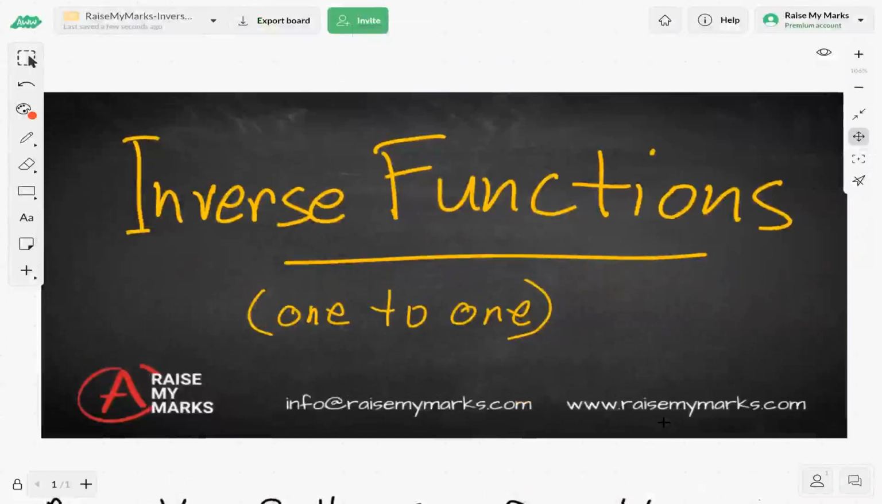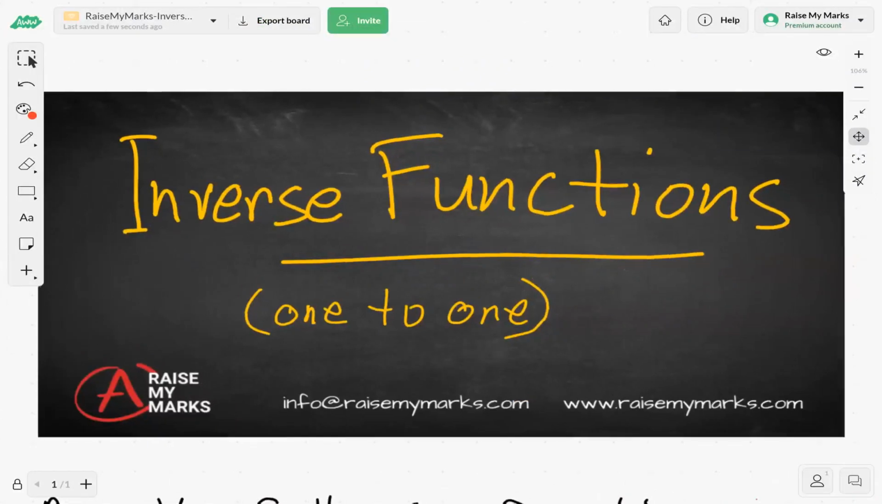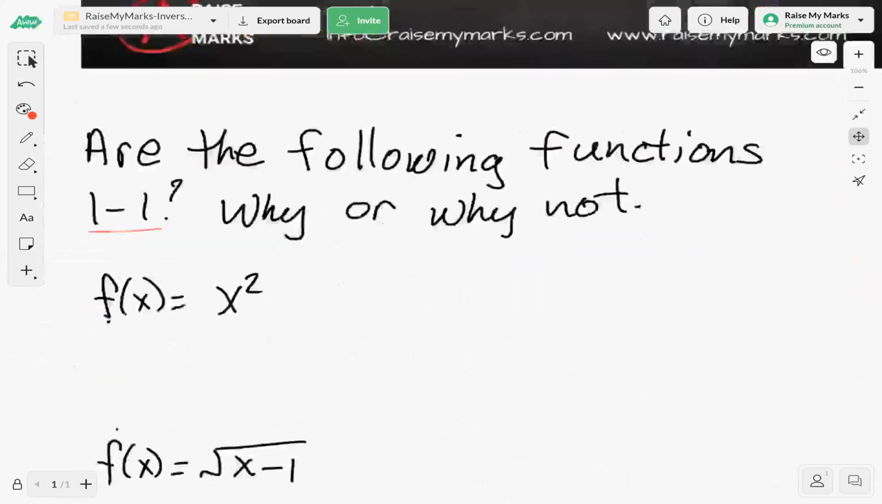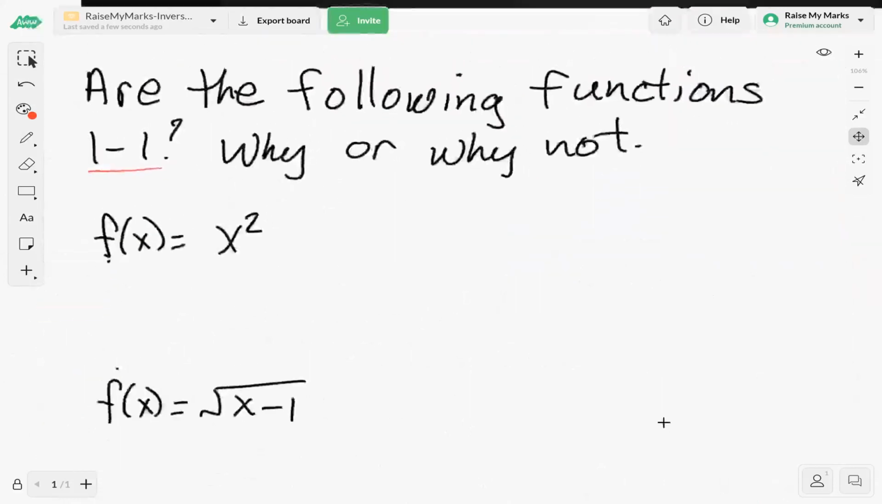So in this video, we're going to look at inverse functions, and in particular, when a function is one-to-one. All right. So let's have a look at some examples. So here we're asked, are the following functions one-to-one? Why or why not?